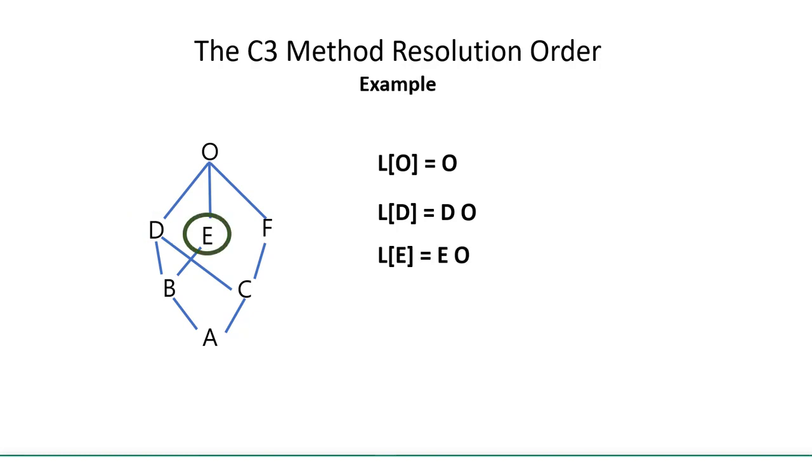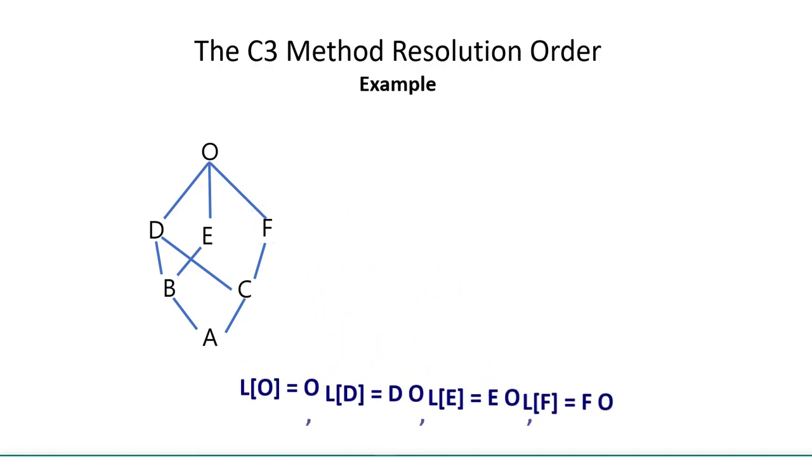Similarly, what is the linearization of class E? It's nothing but class E itself along with class O. So the linearization of class E is the list of 2 classes, E and O. Now what's the linearization of class F? It's nothing but the list of classes F and O. That's great. These are simple linearizations because we don't have any multiple inheritance here. We have now found the linearization of the ancestor classes O, D, E, and F. Let's keep them all aside.